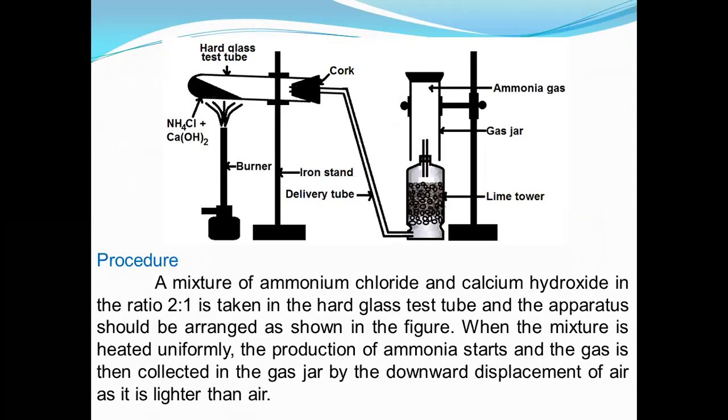Okay, so here is the presence of quick lime in this tower. After that, the tube is set here so that gas can be passed easily to the gas jar. It would not move here and there, just directly go up. And this ammonia gas is lighter than air, so it will move upward. Lighter than air means move up. So it will move up and occupy the upper space of this gas jar.